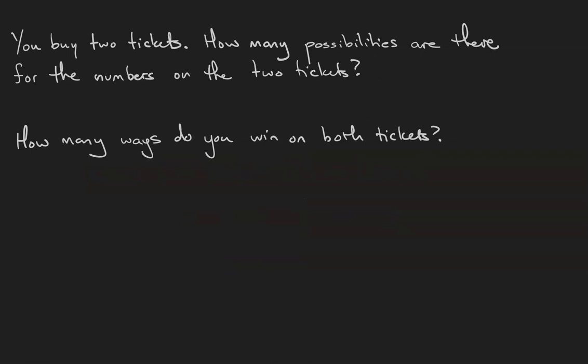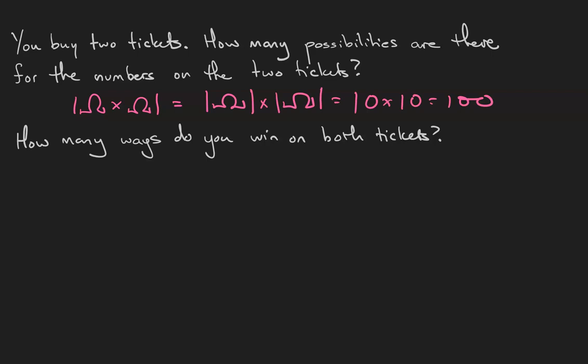Suppose you buy 2 tickets. How many possibilities are there for the numbers on the 2 tickets? This question is asking us about any tickets at all. So what we're really doing is the sample space cross the sample space, the first omega being our first ticket, the second omega being our second ticket. And we know that that's going to be the number of tickets times the number of tickets. So 10 times 10 is 100.